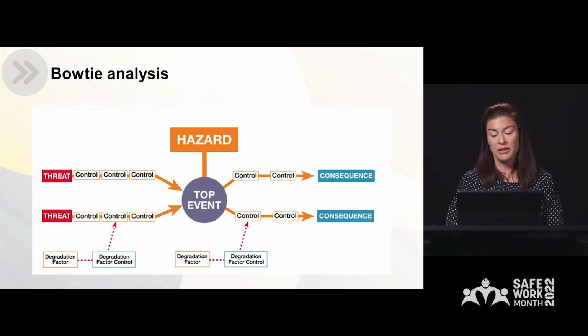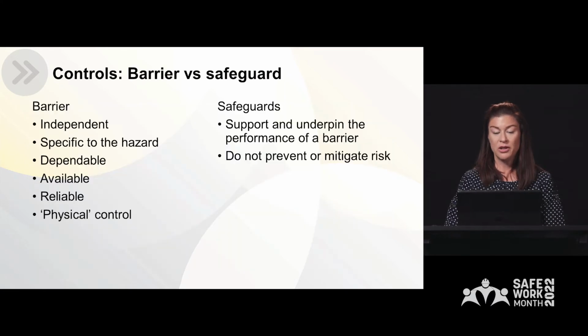Degradation factors are things that could cause a control to fail. And this is where human factors comes into play, as human factors is considered a degradation factor, not a threat, because human factors alone should not be capable of leading to a top event. Degradation factor controls are things that are intended to prevent the degradation factors from interfering with the functioning of that control.